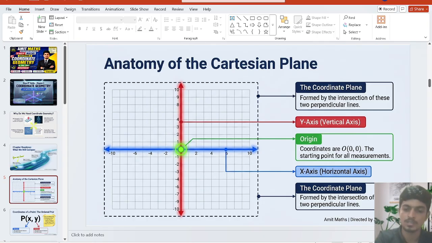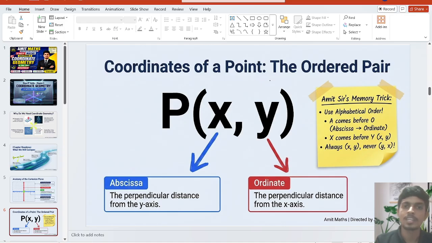This is also known as the Cartesian plane. Coming to the next: what are the coordinates of a point P? The ordered pair (x, y) gives the coordinates of a point, where x is the abscissa, the perpendicular distance from the y-axis, and the ordinate is the perpendicular distance from the x-axis. Memory trick: A comes before O in alphabetical order, so abscissa comes first, then ordinate.